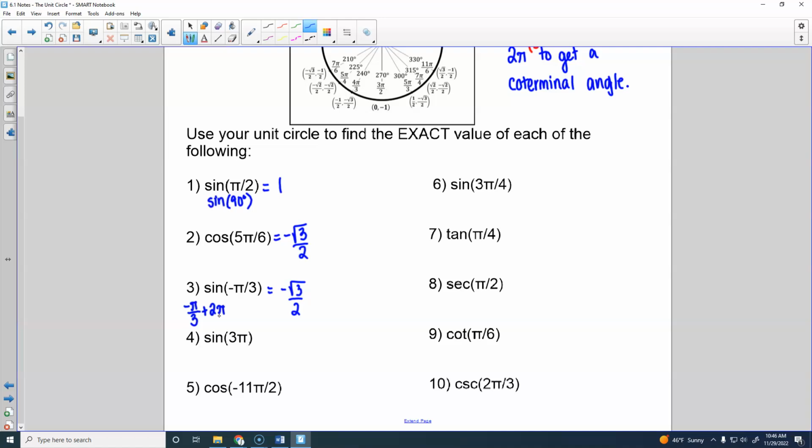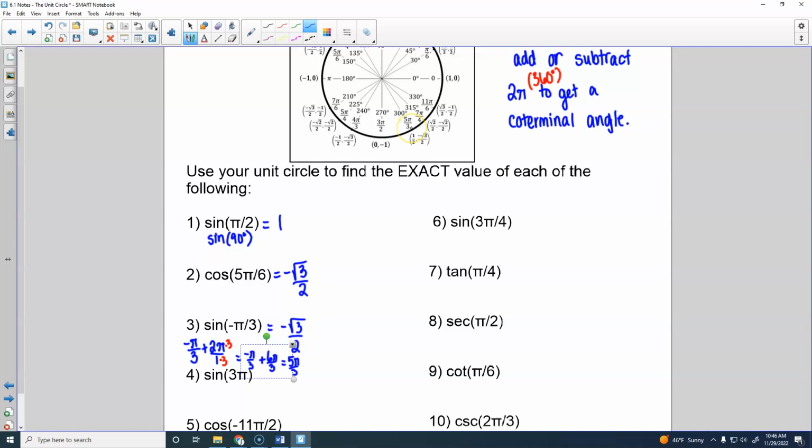Now, to add 2 pi, I've got to get common denominators. So I'd have to multiply the top of this by 3 and the bottom of this by 3. So I would really be doing negative pi over 3 plus 6 pi over 3. And that would give me 5 pi over 3, which is where I was looking on my unit circle. If you're good at doing this visually, you don't have to do that, but sometimes some are harder than others.